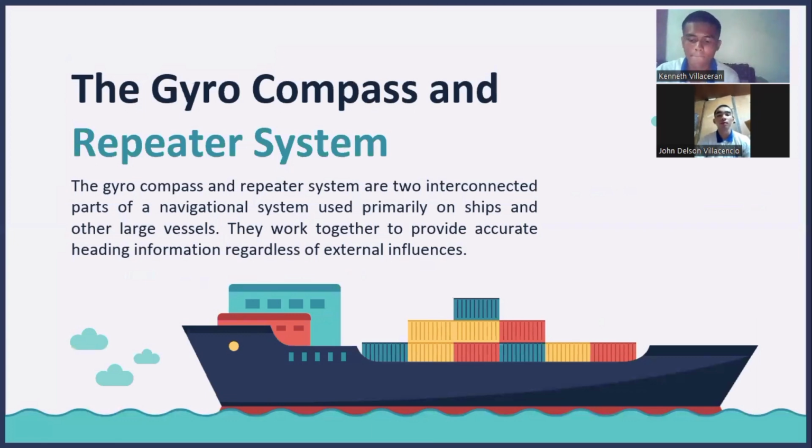The gyro compass and repeater system. The gyro compass and repeater system are two interconnected parts of a navigational system used primarily on ships and other large vessels. They work together to provide accurate heading information regardless of external influences.